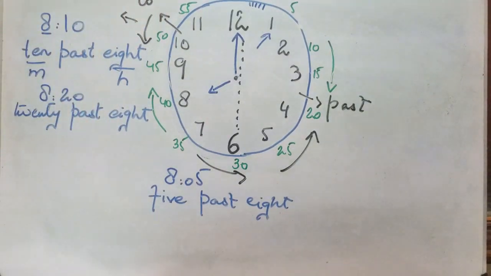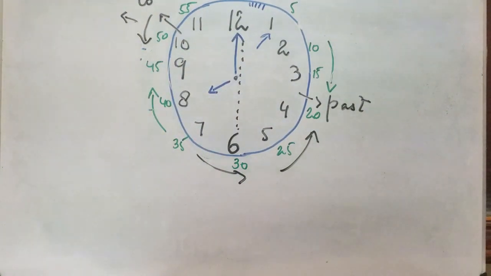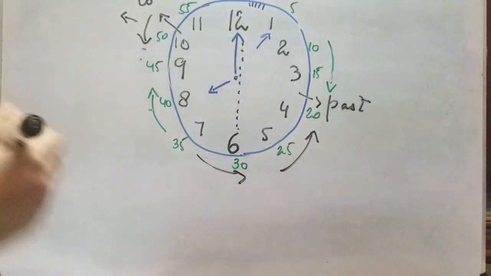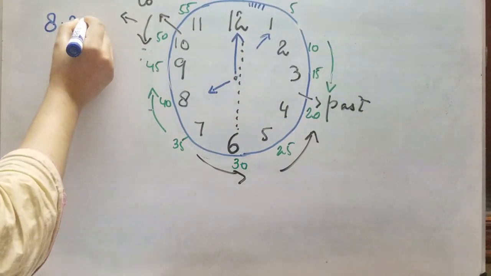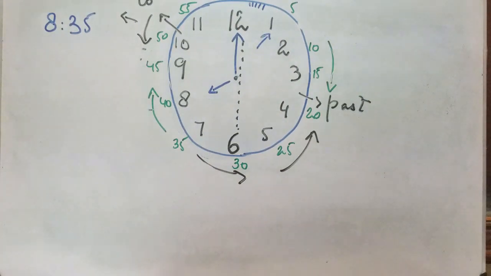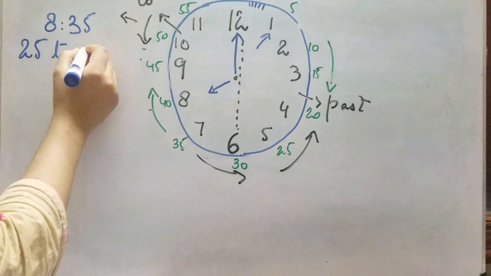Okay, let's move on to the left part of it. We have covered the right part, let's move on to the left. If it was 8:35, in simple terms you can say it's 8:35, but in how native speakers use this, you are going to say 25 to 9. Okay, you are going to say 25 to 9.